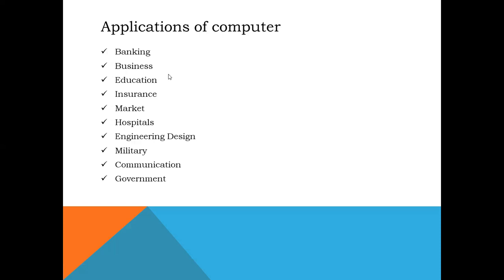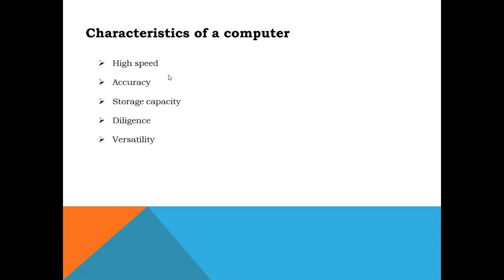Okay. Next step. What are the characteristics of a computer? A computer has high speed to do the works. The data becomes highly accurate. You have high storage capacity. Diligence. Computer does not get tired. But human beings, when they do certain work, they become tired. Computer is a machine, so it is not tired.